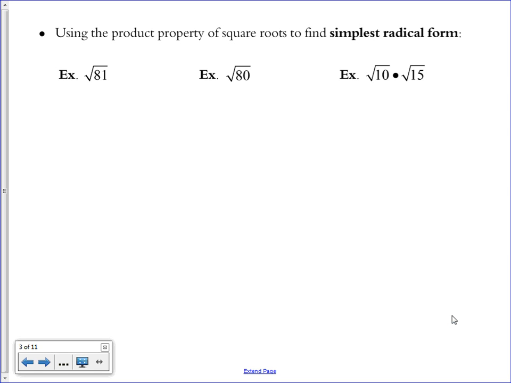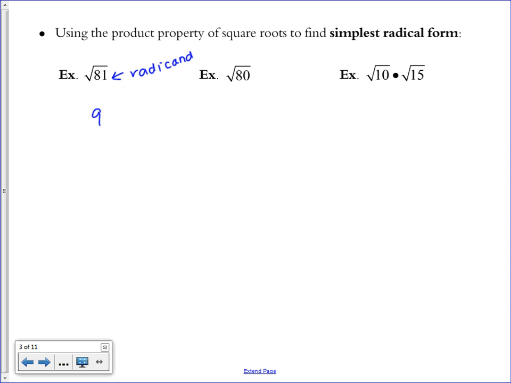So simplest radical form is called that because the root symbol is also called a radical. The number underneath the root symbol is called the radicand. And if the radicand is a perfect square, of course you just simplify it. The square root of 81 is 9, because 81 is a perfect square.